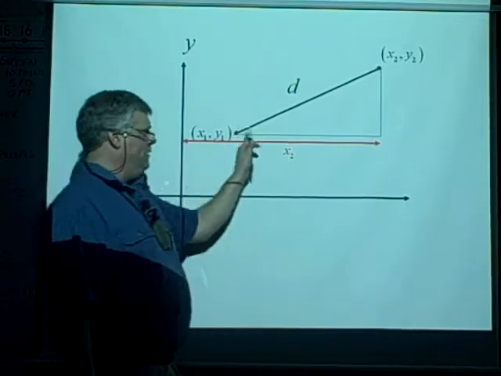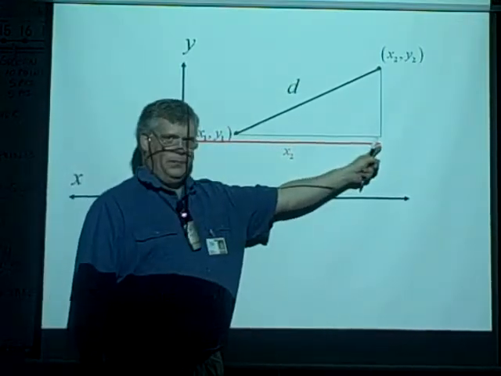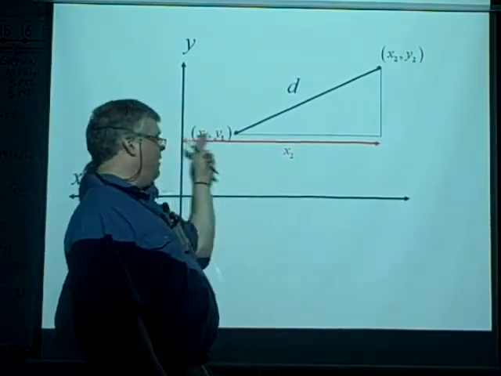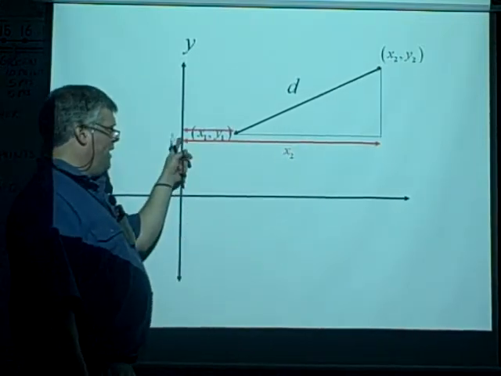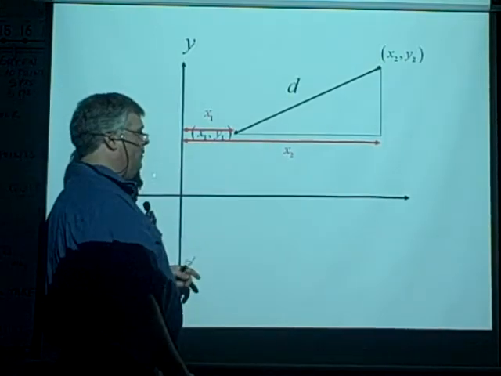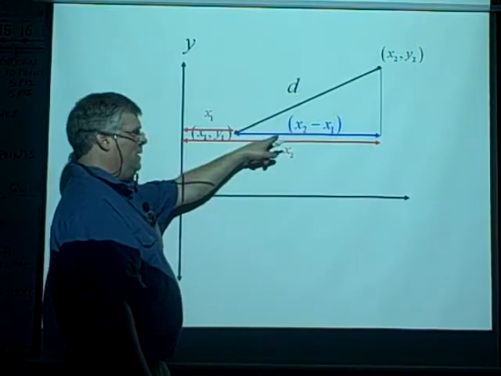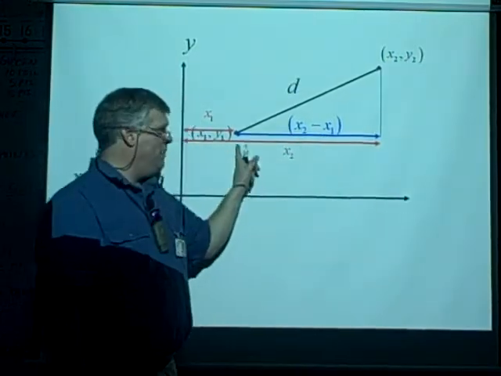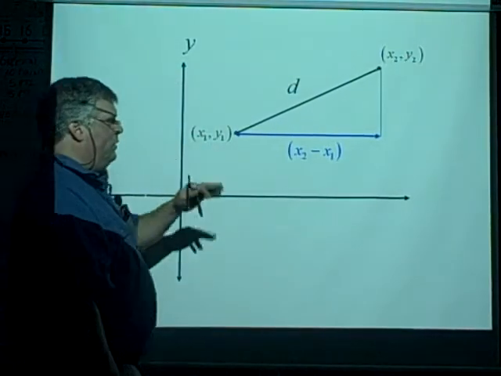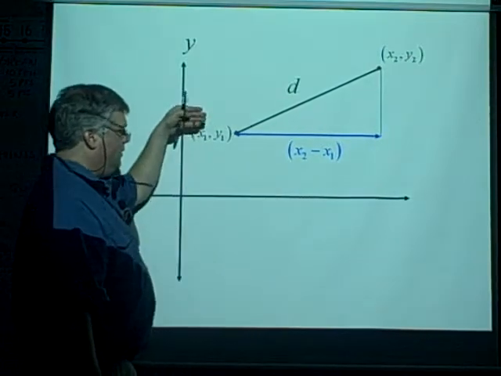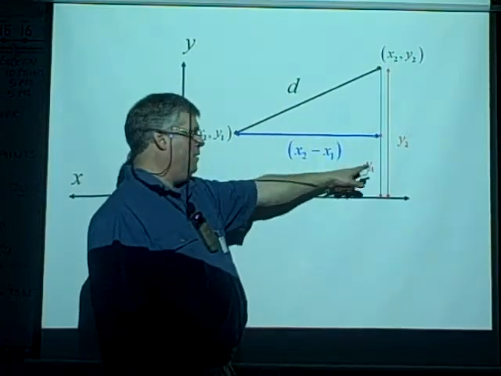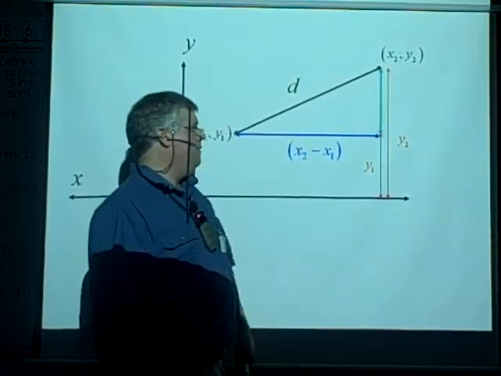So to find the length of this line here, we work with the x value. The x value of x2 is all the way out here, and that'll tell us the length from here to here. The first x value tells us the length from here to here. If I find the difference between those 2 lengths, I will have this length here. x2 minus x1 is going to give me the length of that line there. I can do the same thing with the vertical line here with the y values. The difference between this y value here and this y value here is going to give me the length of this line here.